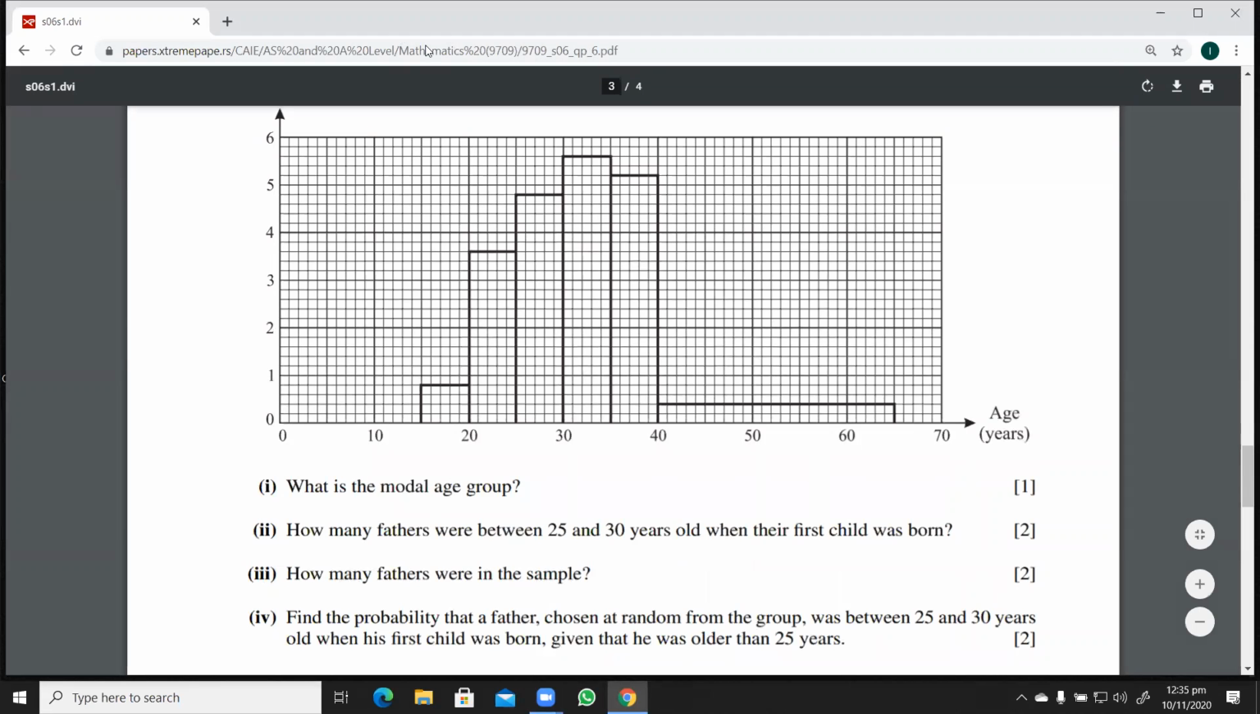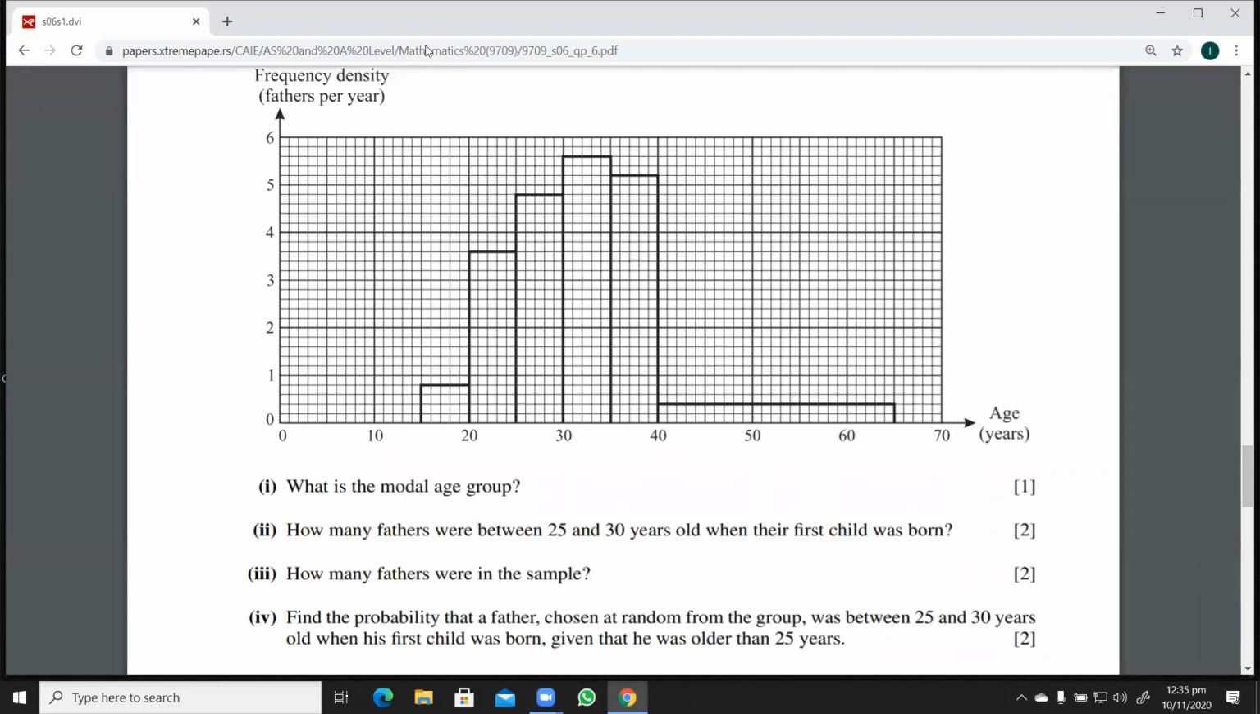How do you determine what the modal age group is here? Which should be the mode? We'll find the individual areas of each bar and see which has the most area. Exactly, because area is basically going to represent the frequency. Okay, let's do that very quickly.